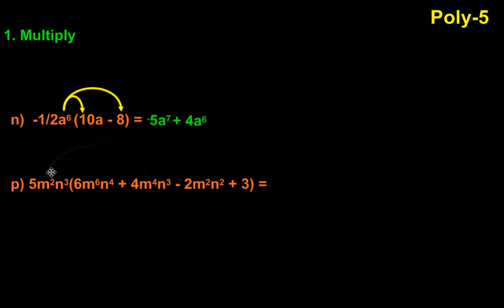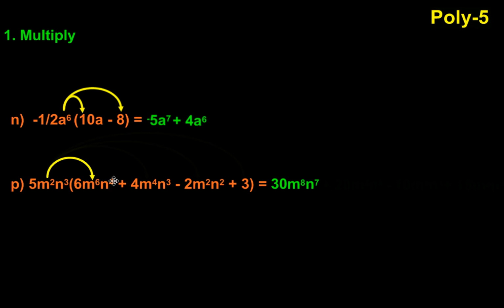Let's take a look at one that's a little bit more complicated. We have a monomial of 5m to the 2nd, n to the 3rd, and we are going to apply that to each piece of this polynomial. So if we apply it first to the 6m, 6n, 4, the coefficients give us 30, 2 plus 6 gives us 8, 3 plus 4 gives us 7.